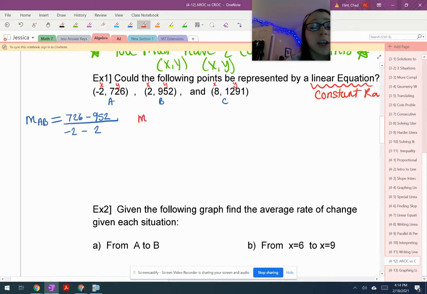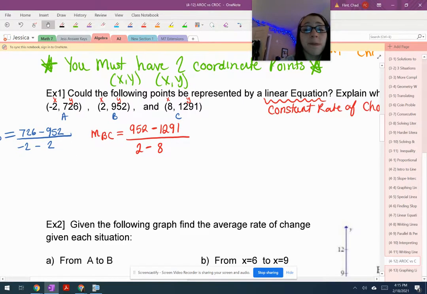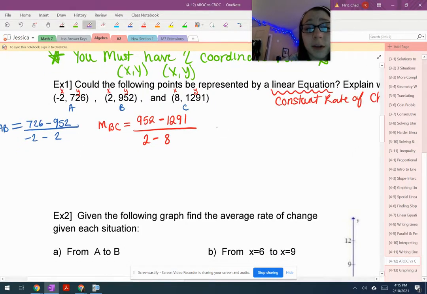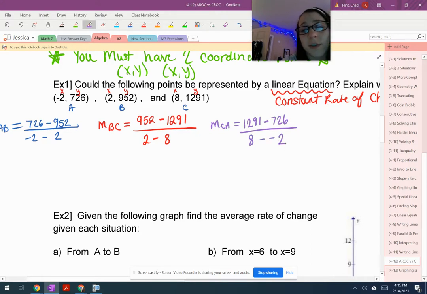And what else you could do, you could also set them all up and then just do the calculations after. So the slope from A to B, and then we would want to do the slope from B to C, which would be 952 minus 1291. And it is okay if you have this set up the other way. If you're doing 1291 minus 952 instead, you should get the same answer as me. Over 2 minus 8. And then last but not least, we'll set up that third one, which would be from C to A. Again, using all 3 of those points to check. So 1291 minus 726 divided by 8 minus -2.